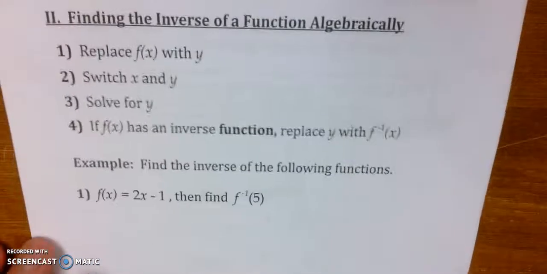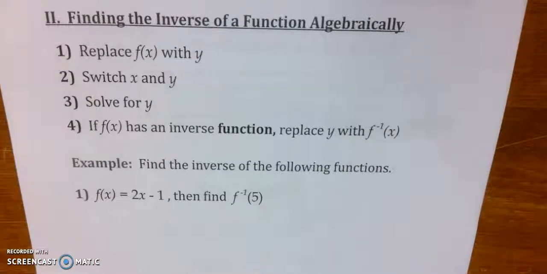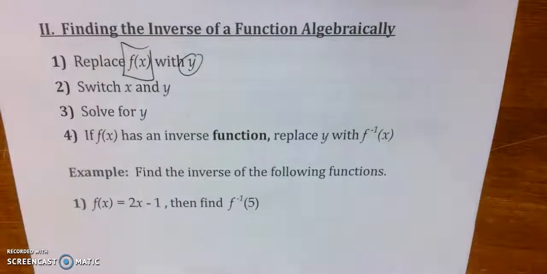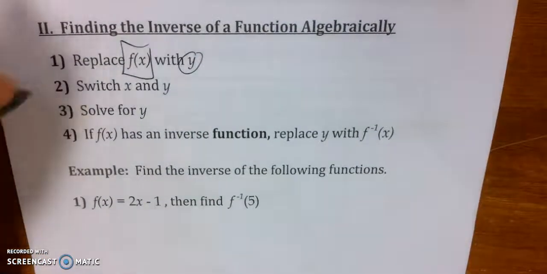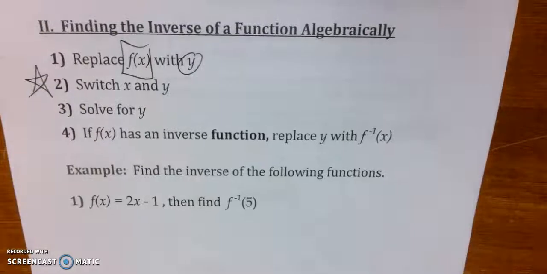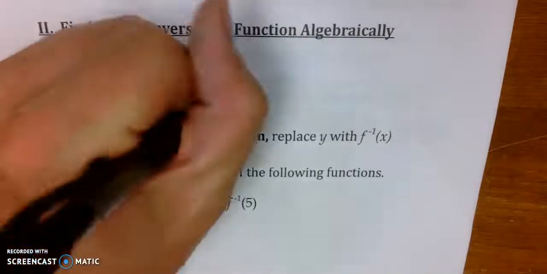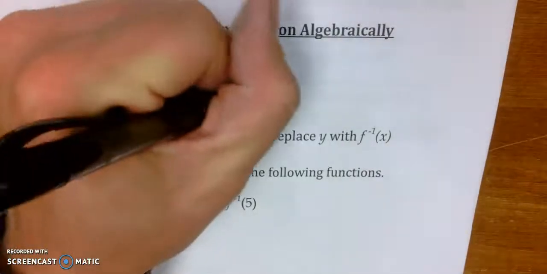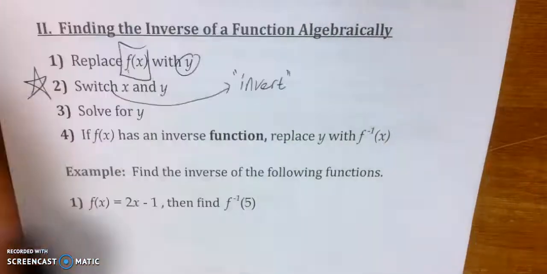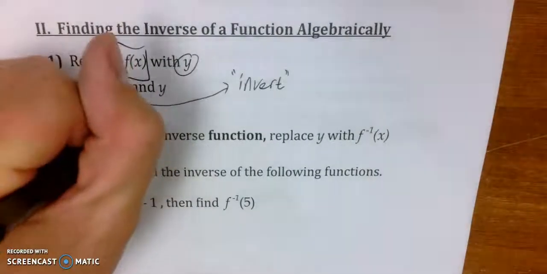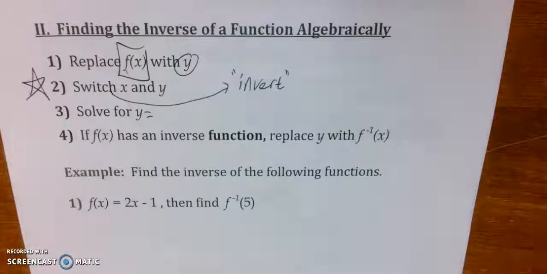All right. How do we find inverses of functions? To do it algebraically, here's a quick step-by-step. Instead of saying f of x, we're just going to call it y for simplicity. Then step number 2, the big step, you're switching, or inverting, x and y. And then you're going to solve for y. That means I should see y equals stuff.